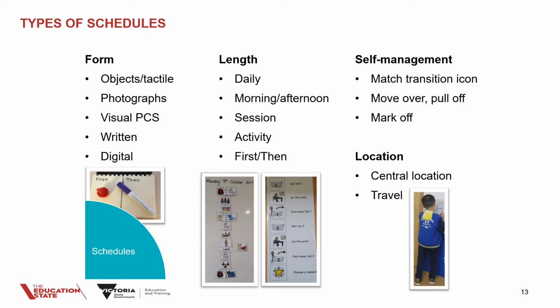Also think about your child's self-management of the schedule. How would you like them to engage with the schedule? Do you want them to tick it off after they've completed each activity? Do you want to make the schedule so that you can take an icon off for the child to travel with and match it to the label at that station? That's a really good strategy to support transitions.